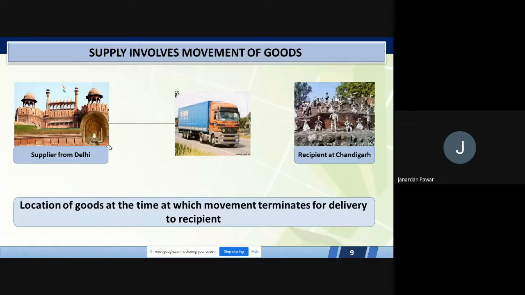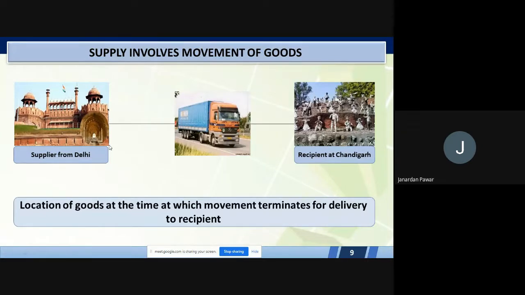We are going to understand only two things: whether the supplier is from the same state or not. If it is from the same state, there is no question of IGST. But if they differ in their states, then no doubt there is a question of IGST. So here in this case, the supplier is from Delhi and the recipient is at Chandigarh. So if you look at this, Delhi is a different state, and Chandigarh is also a different state.